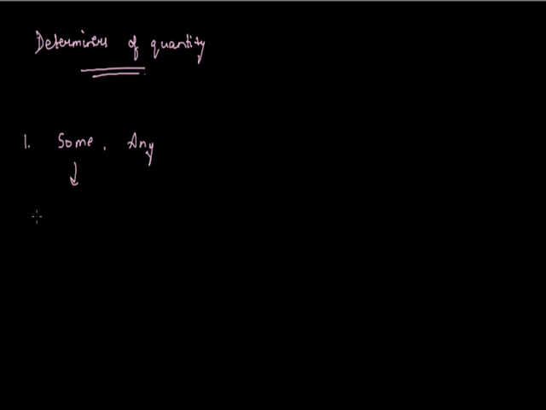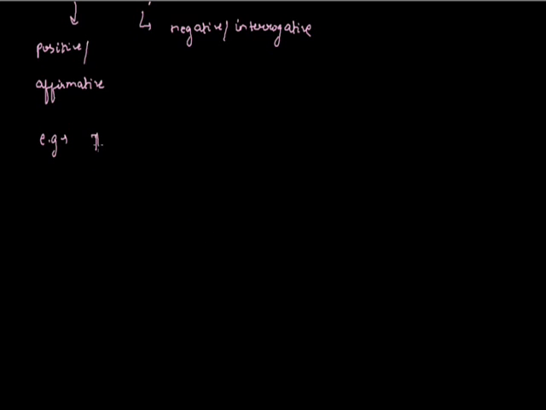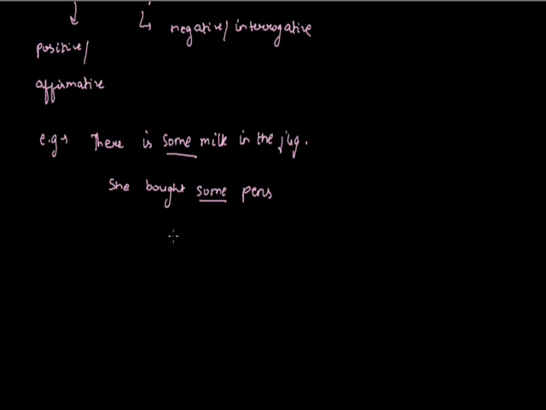But some is used in positive and affirmative sentences, and any is used in negative or interrogative sentences. For example, there is some milk in the jug. She bought some pens. Here some is used to denote a positive or affirmative sense.